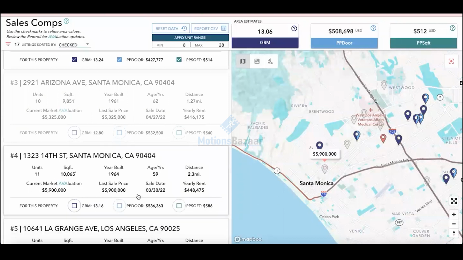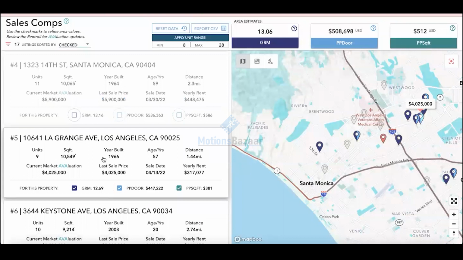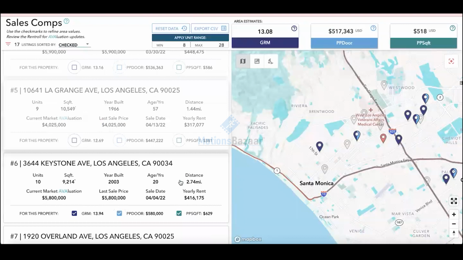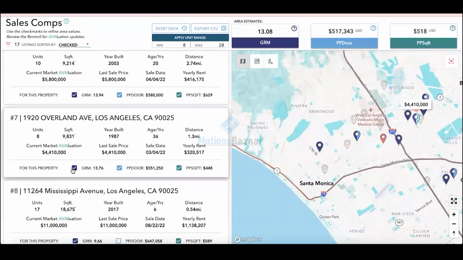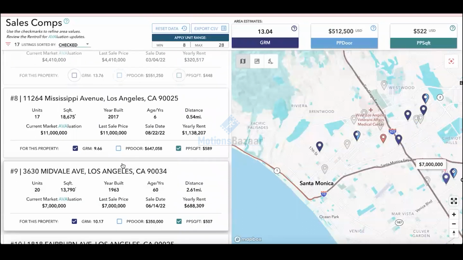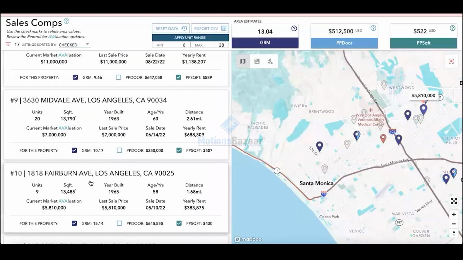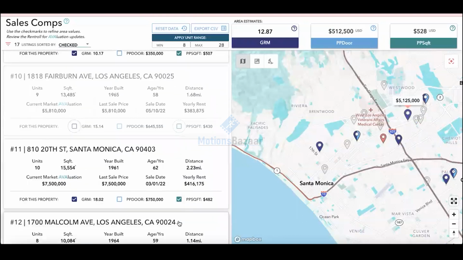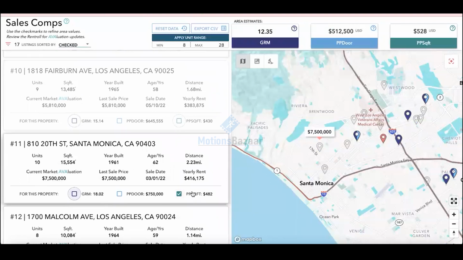And you'll notice it grays out that comp. I like LaGrange. I'm going to keep that comp. It's 1.4 miles away, but it's only 9 units. You know what, I'm going to strike that one too. I need bigger units, so I'm going to get rid of Overland. But I love Mississippi, 17 units, built in 17. So I can look at 20 units, Fairburn, 9 units, smaller building. I'm probably going to get rid of that building. 20th Street, going to get rid of that building.